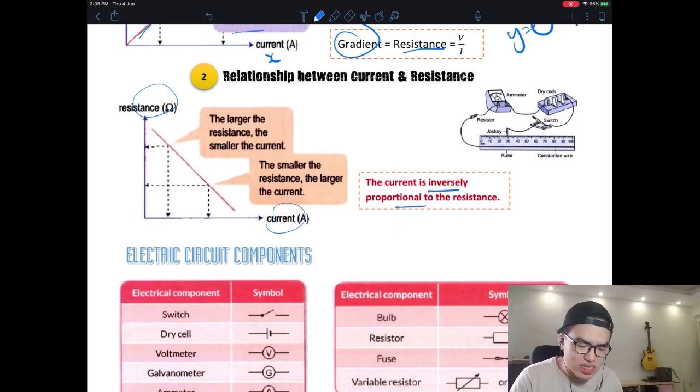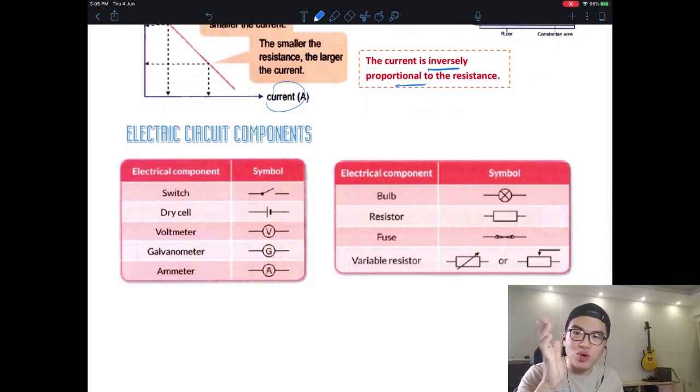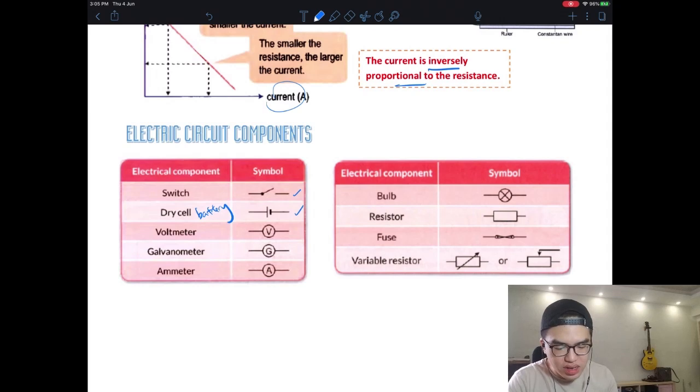Okay, so electrical circuit and components, all these symbols, I'm sure you already learned this. A switch looks like this. This is a symbol. Only draw this, don't draw the whole switch out. And then dry cell is battery. Dry cell looks like this. Voltmeter is a V. Ammeter is an A.